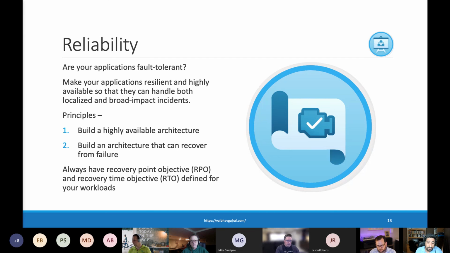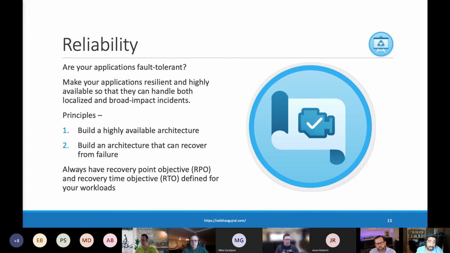If it doesn't meet your business continuity requirements, you must plan for high availability by adding appropriate redundancy in your architecture. And the other principle speaks about recovering from failure. As I said earlier, failures are inevitable. So you must design your environment so that it can recover gracefully whenever a failure occurs.